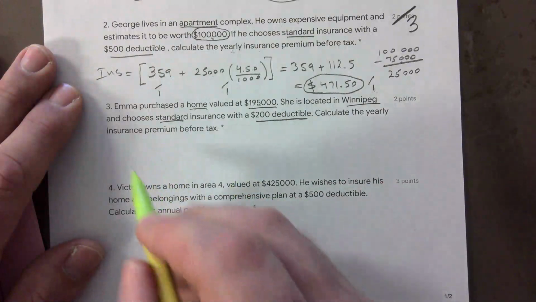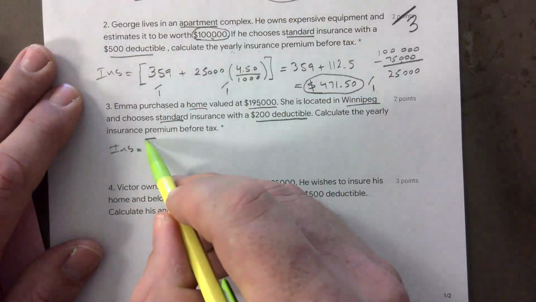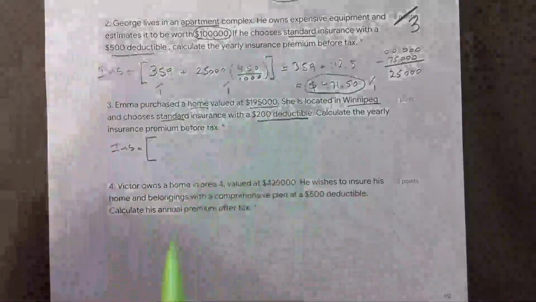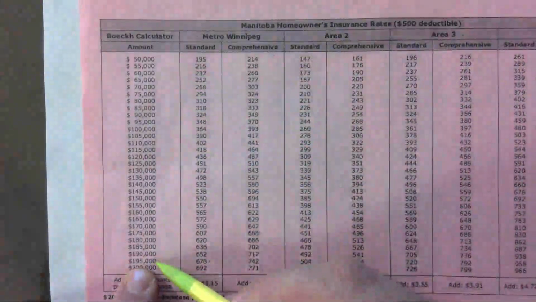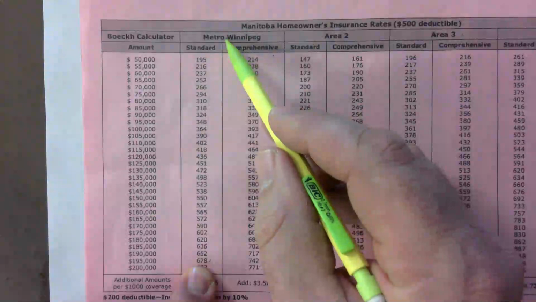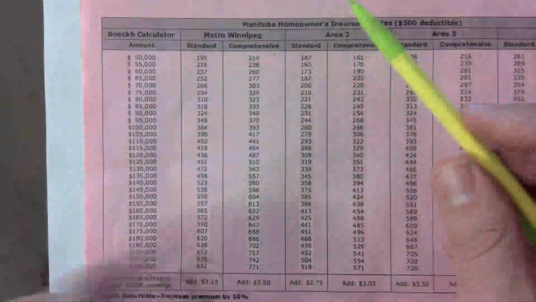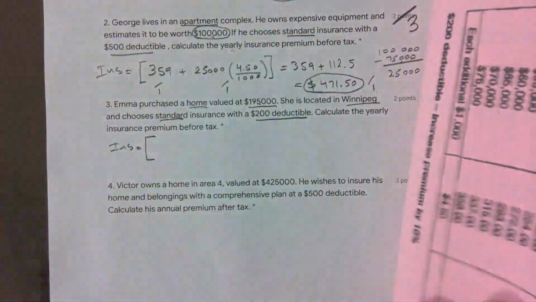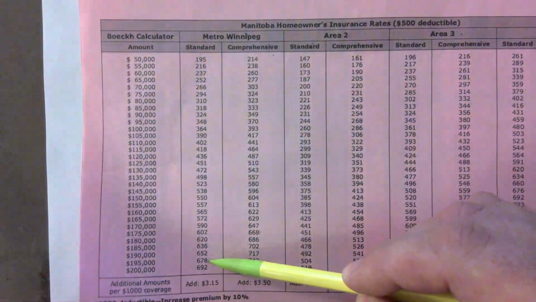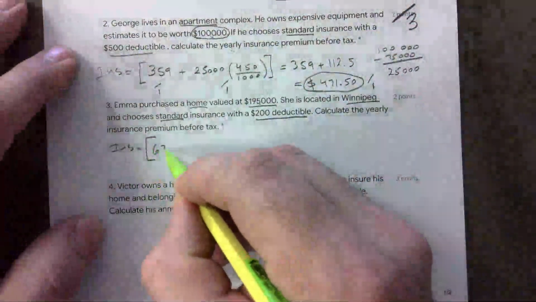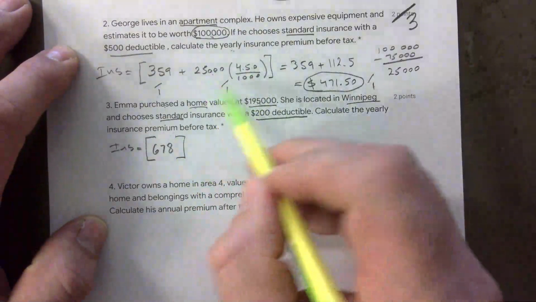Calculate the yearly insurance premium. So we're going to go to insurance, and we are not maxing out, right? Because our home insurance is this one right here. This table is the home insurance. We're at $195,000, and we are in Winnipeg, so it's down this chunk here. Is it standard? I forgot already. Standard, yeah. So you go down standard and it's 678, that's it. You grab that 678, that's your table rate. We don't go over, so don't worry about the overage part.